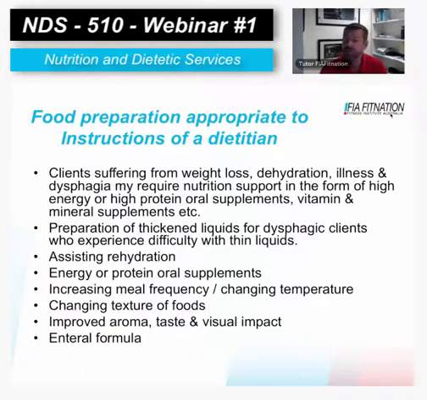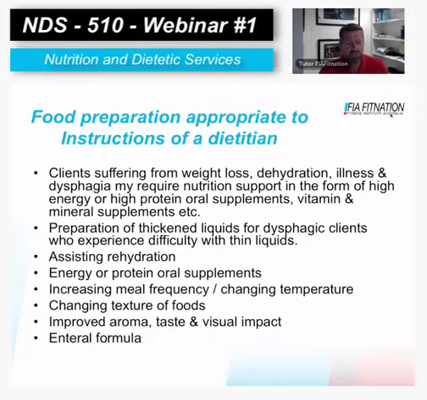Increasing meal frequency, again, changing the temperature or changing the taste or changing the texture of food can actually change the palatability of the food. So it's really important to change it up just to make sure that your clients do get the optimal amount of nutrition.